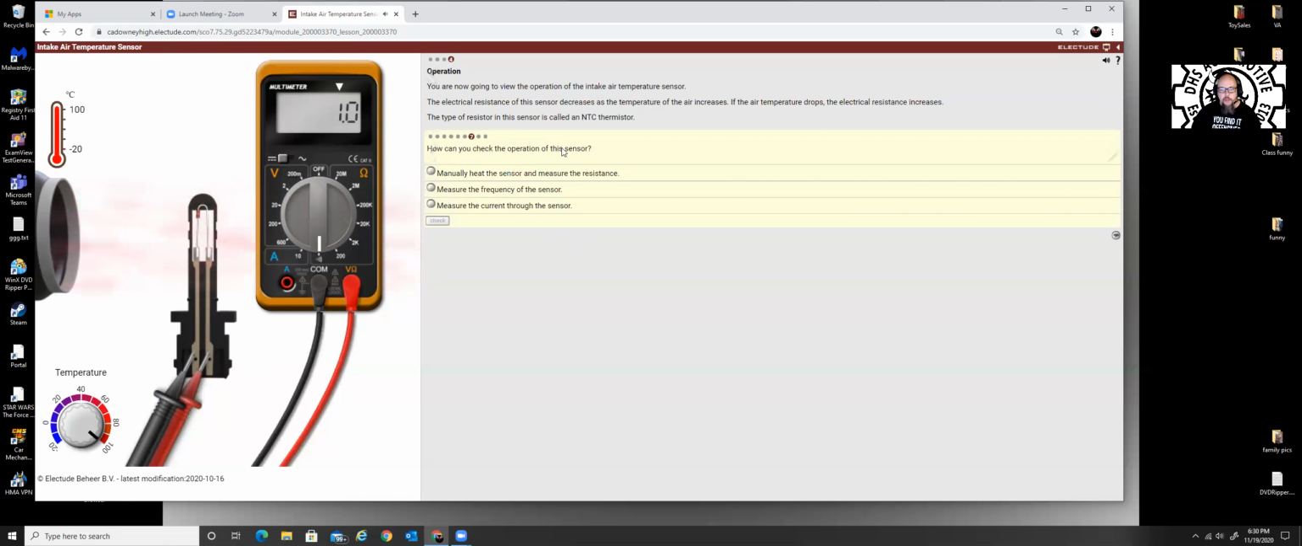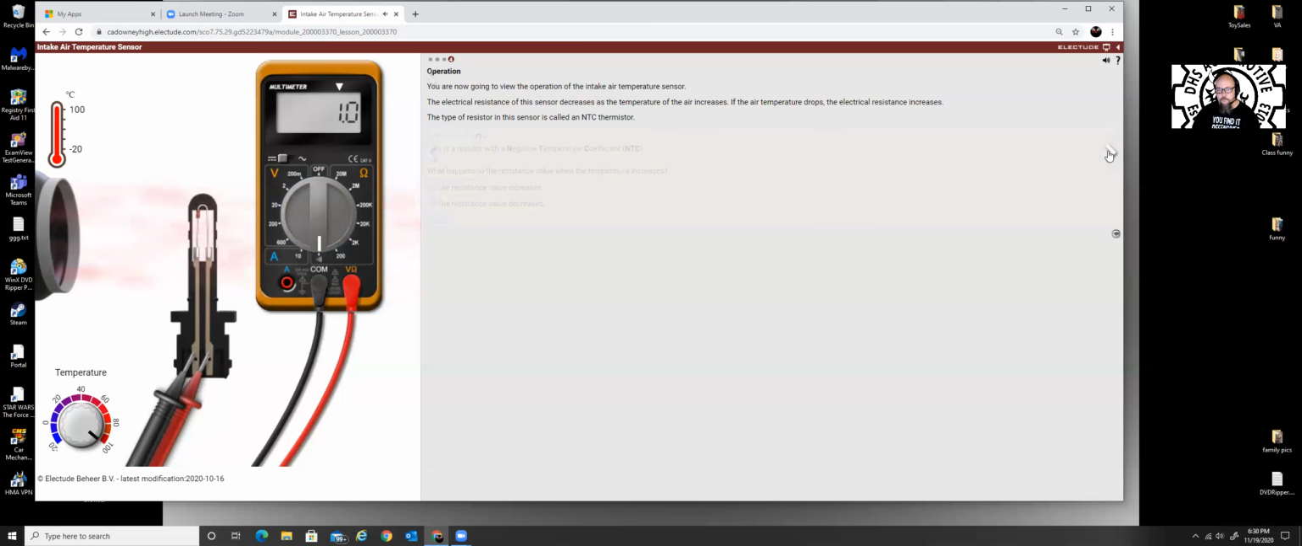How can I check the operation of the sensor? Manually heat the sensor and measure the resistance. We haven't talked about frequency. We haven't talked about current. This is resistance with a negative temperature coefficient. As my temperature increases, my resistance will decrease. Now finished, everything's groovy.